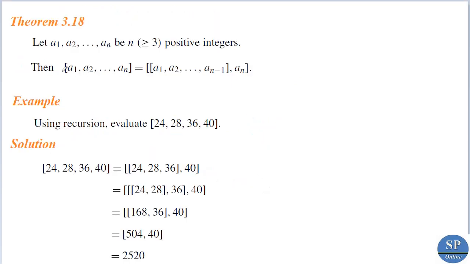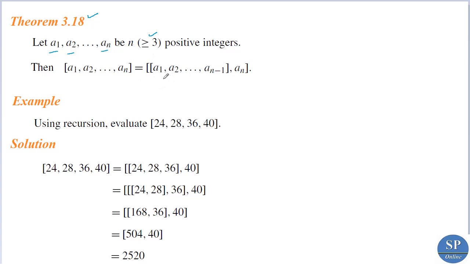Now we have theorem 3.18. Let a1, a2, etc., an be n positive integers where n is greater than or equal to 3. Then the LCM of a1, a2, etc., an is equal to the LCM of the LCM of a1, a2, etc., an minus 1, comma an. That is, we can find the LCM of more than two numbers recursively.